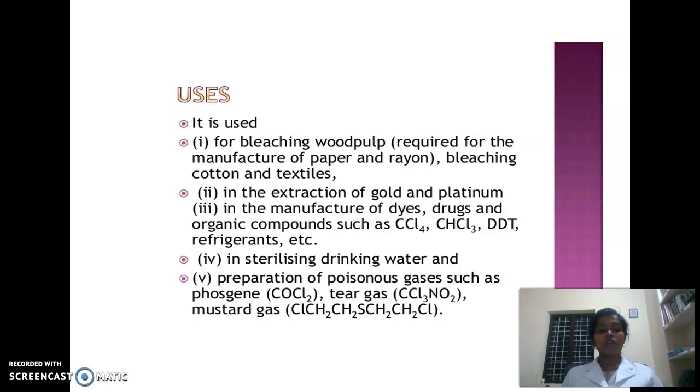Look at the uses of chlorine. It is used for bleaching wood pulp. It is used in the extraction of gold and platinum, and for the manufacturing of drugs, dyes and other organic compounds. It is used in sterilizing drinking water, and in the preparation of poisonous gases such as phosgene, tear gas, mustard gas, etc.